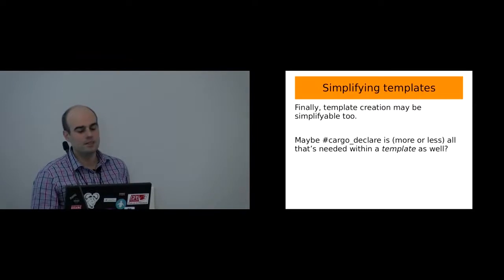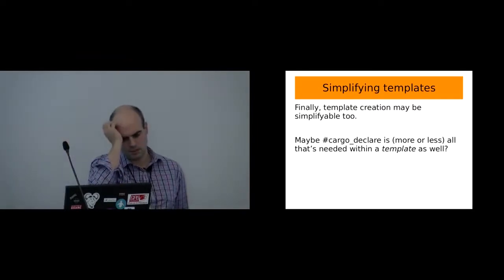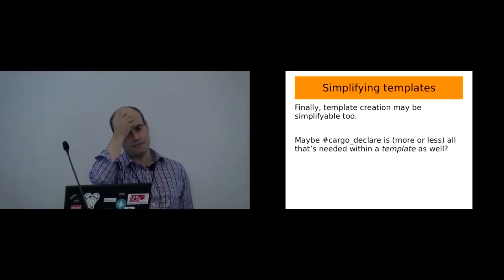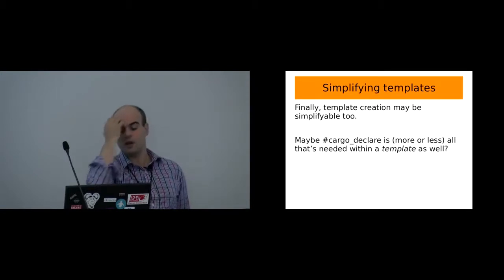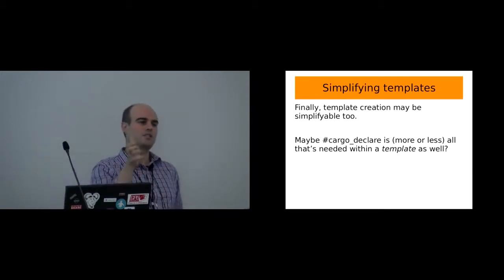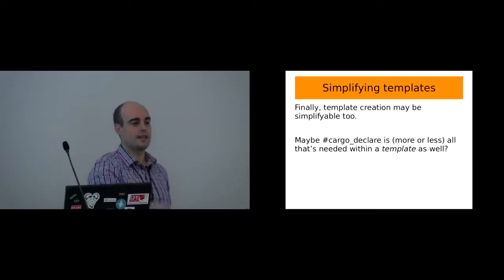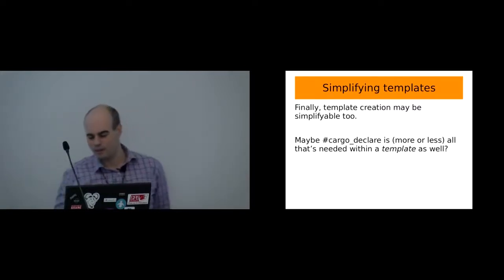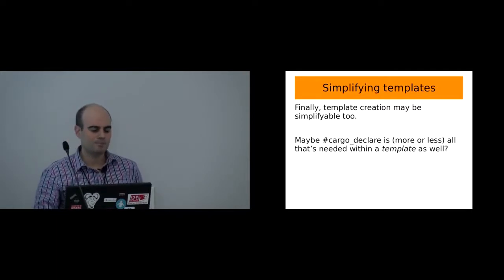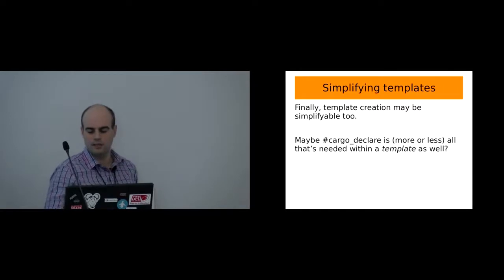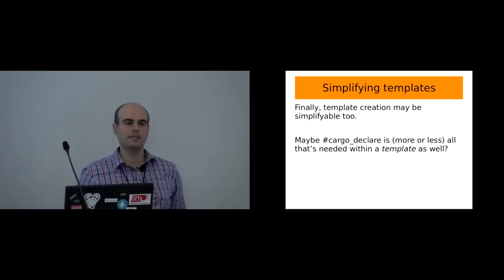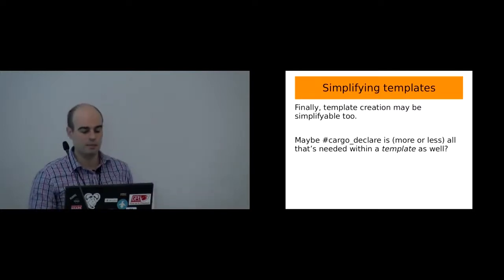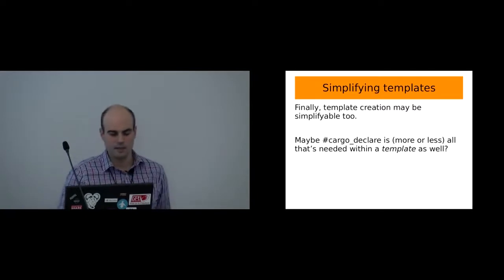Finally, this is not really something I'm getting into detail about, but it could be that the creation of templates itself is simplifiable too. Maybe Cargo declare is all you need within a template, and you don't even need the template to display its standard big chunk of wikitext that actually does all the displaying. So in a sense, the template could query itself, I guess, and find out what all the fields are and how they should all be displayed. And that I think would be the apex of this whole thing: really just having a single declaration of a table within a template and then basing everything around that.